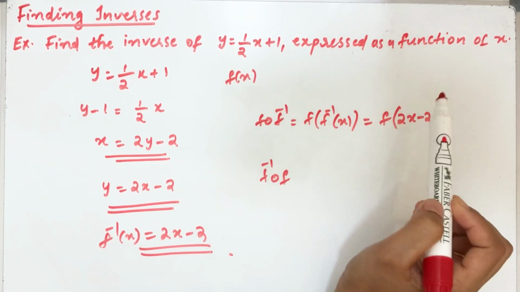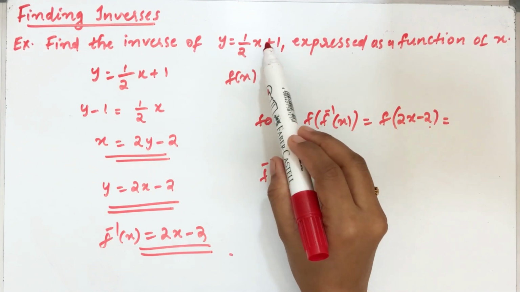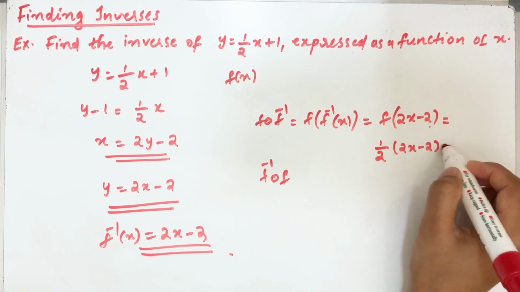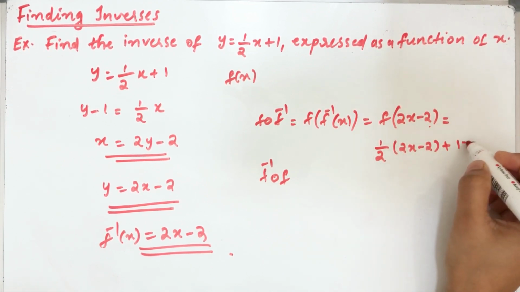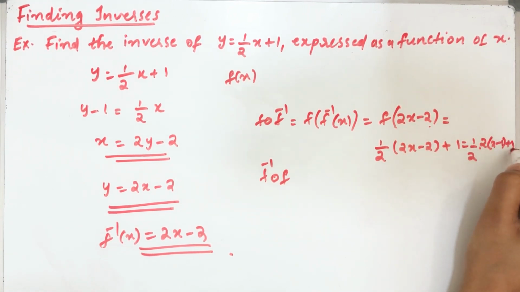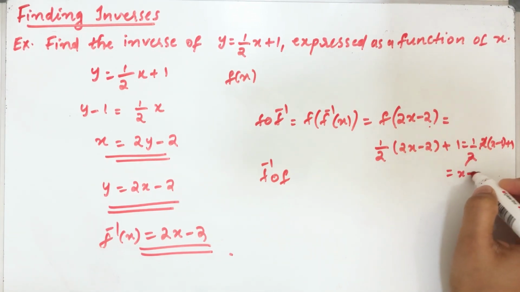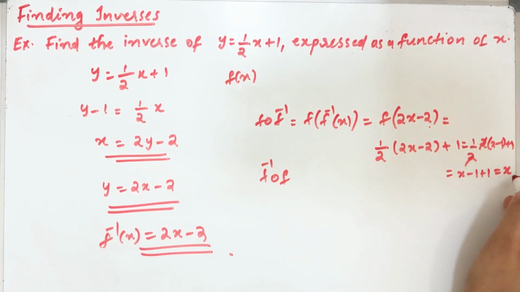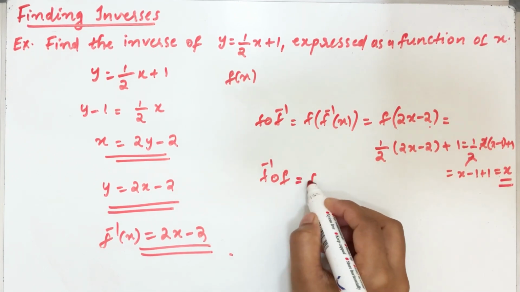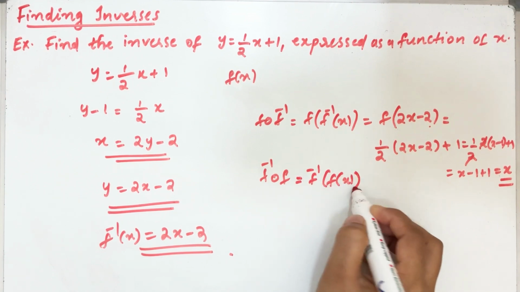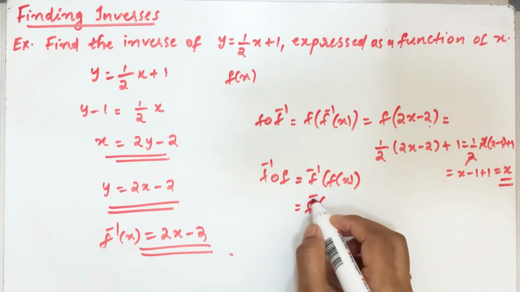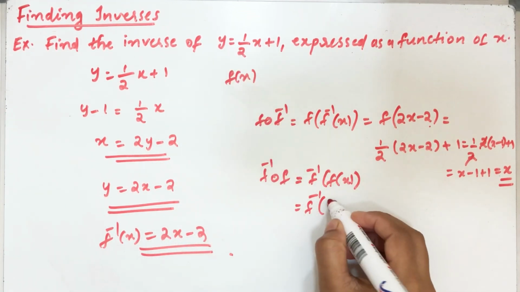So f of 2x minus 2 is, instead of x, substitute 2x minus 2. We will get 1 by 2 into 2x minus 2 plus 1. That is equal to 1 by 2 into 2 times x minus 1, plus 1, with 2 taken outside. The 2 gets cancelled. This is equal to x minus 1 plus 1, which is equal to x, the identity function. Like that we can check f inverse composite f. This is f inverse of f of x by definition of composite function. This is equal to f inverse of 1 by 2 x plus 1.